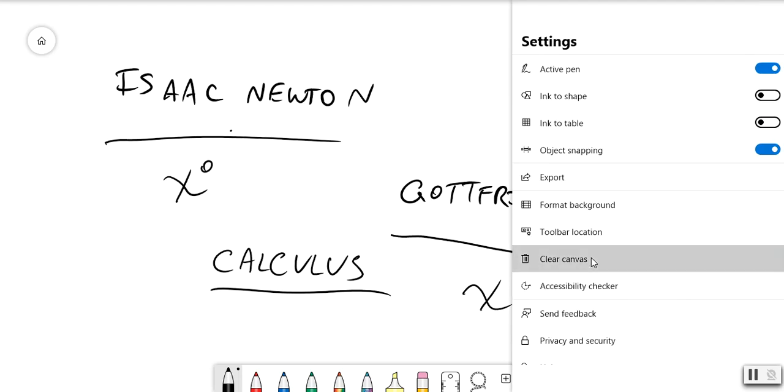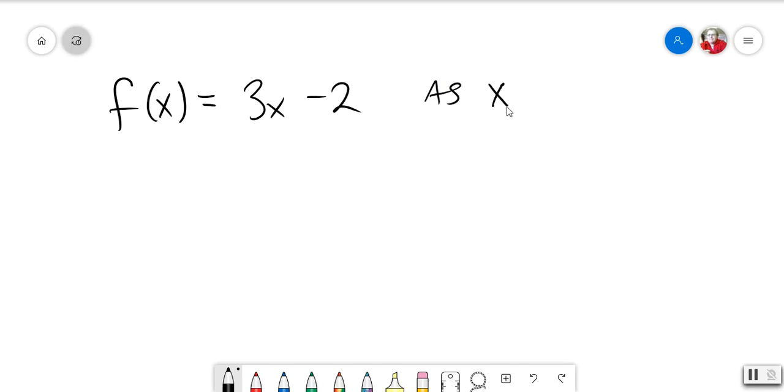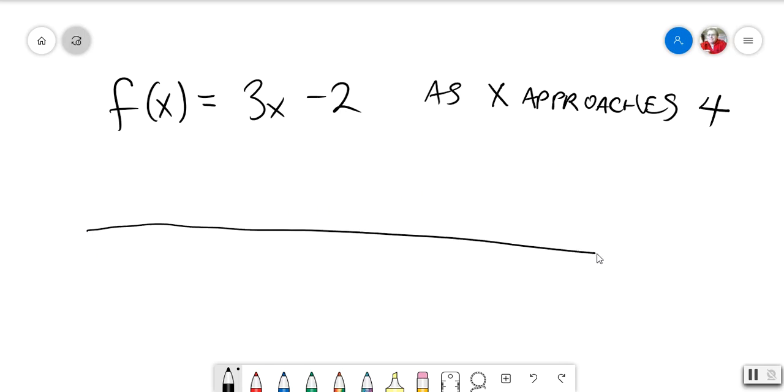What I want to look at today is just the concept of limits. So suppose we had a function, f(x) = 3x - 2. And we said, what happens as x approaches 4? Well, we could actually make a chart where we would have x and f(x), and we could start putting values in.